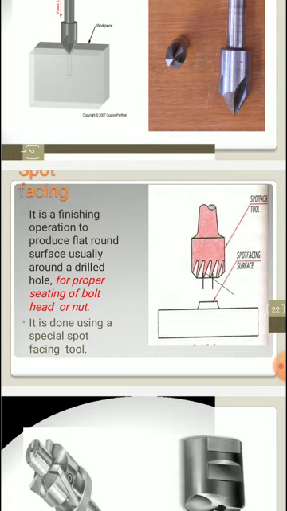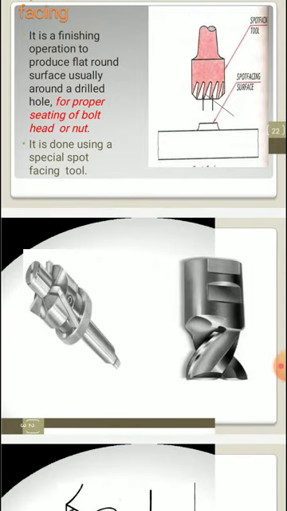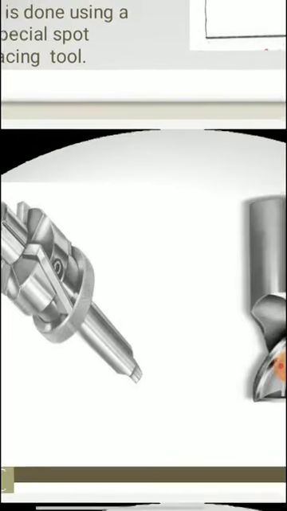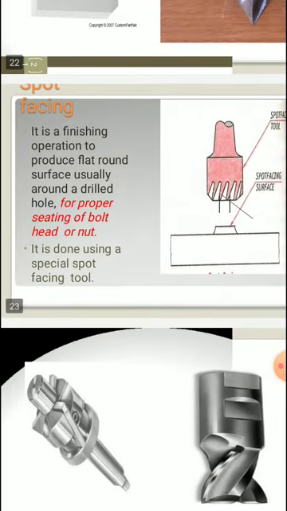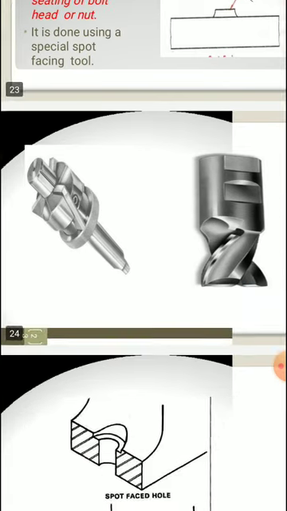What should fit? The bolt head, that is, the head of a screw, should get a proper seating and a proper grip. The other is nuts. So for proper fitting of the nut, this kind of operation, spot facing, is performed, and it is done using a special spot facing tool. You can see the actual image of the spot facing tool on the current screen. And why it is done: it is for providing a proper seat or the proper base for the bolt head or the nut.